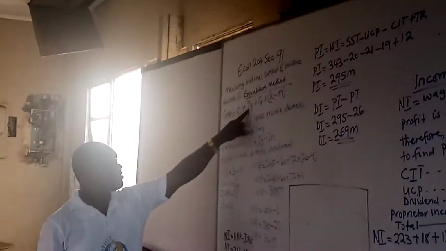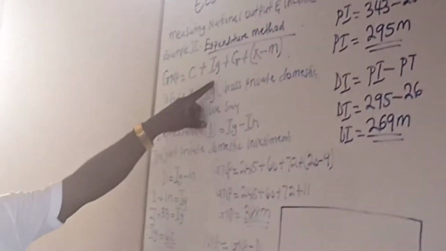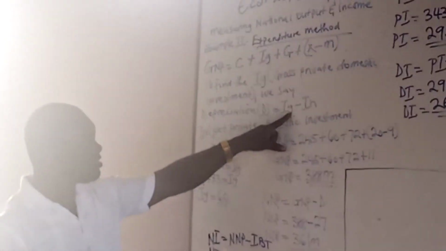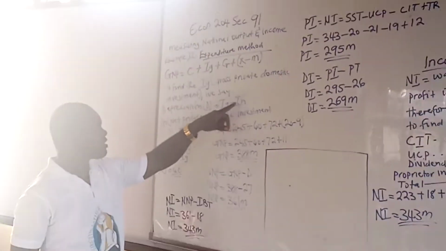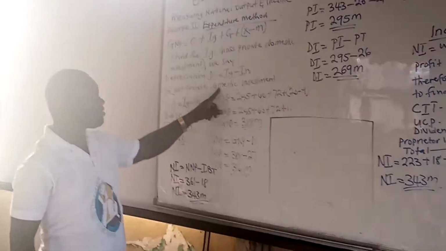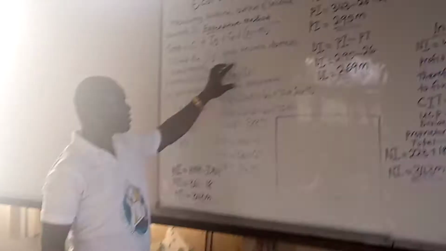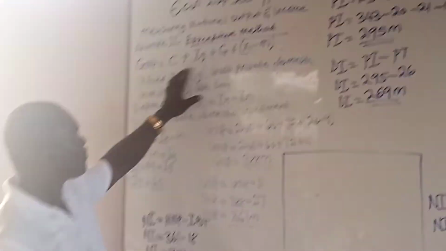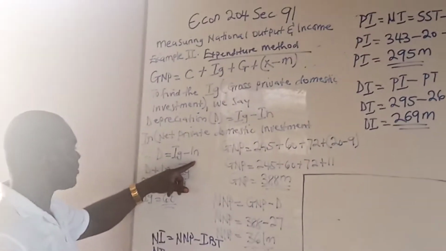So this IG, you have to find the IG. The IG is not in the data, so you have to find it. To find the IG, depreciation is equal to IG, the gross private domestic investment, minus the net private domestic investment, IN. So you have to transpose it.